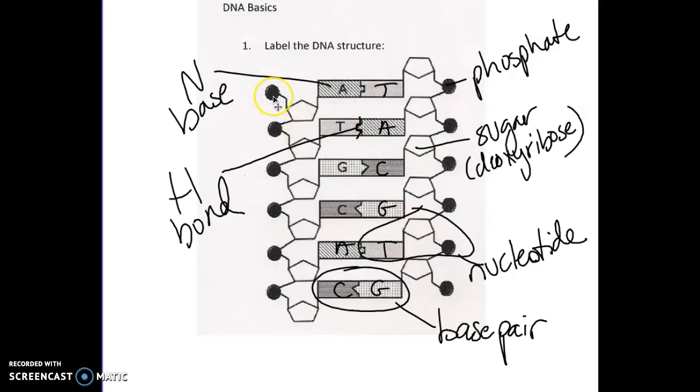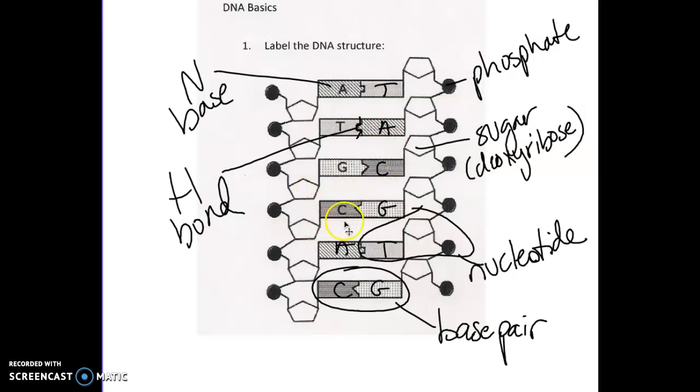All right. The circle is always the phosphate. The pentagon is always the sugar. There will be no exceptions to that. I don't care what picture you look at on Google or any textbook. They will always be represented by those shapes. Okay. The letters are in between.